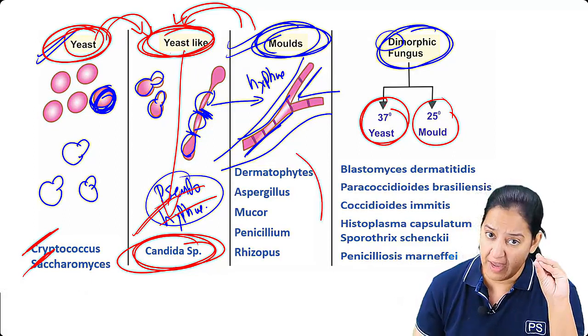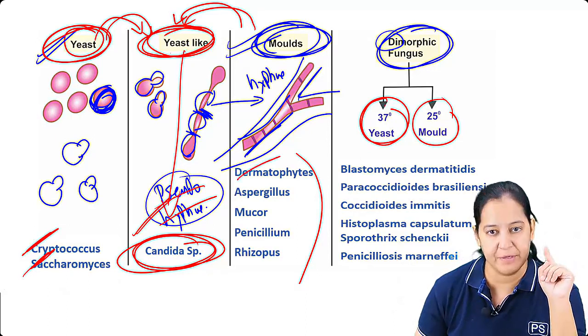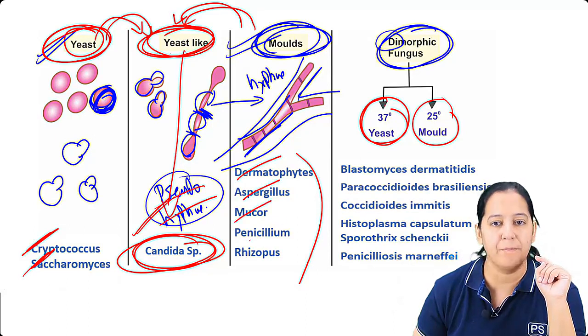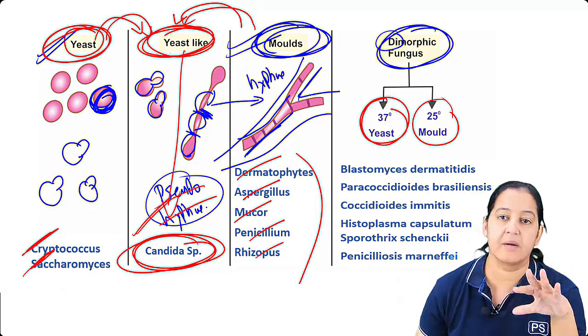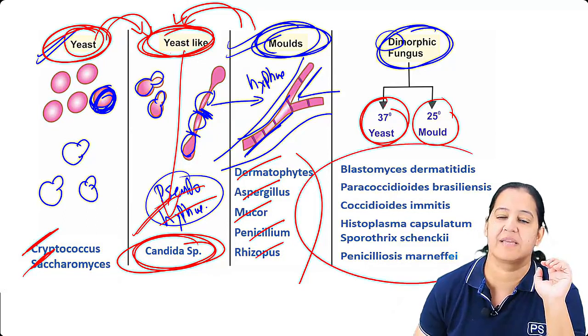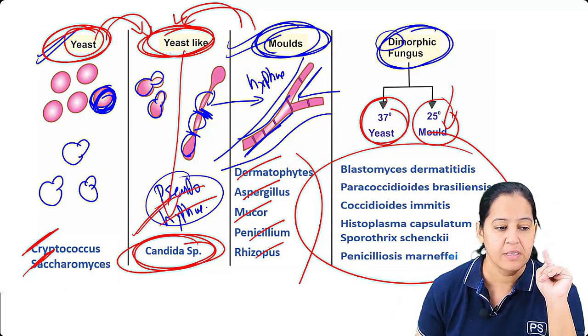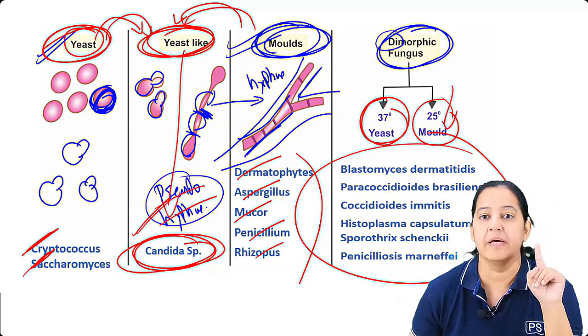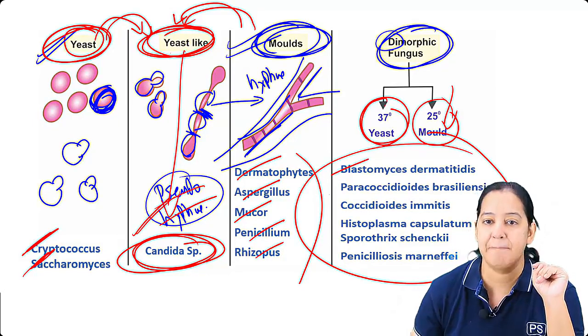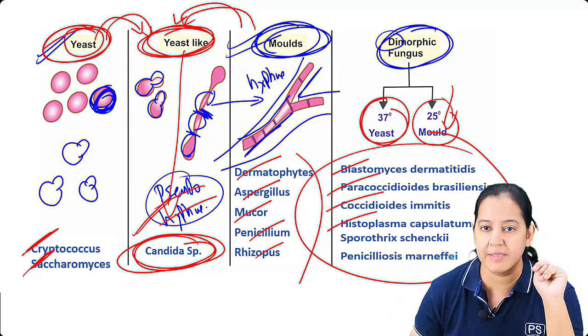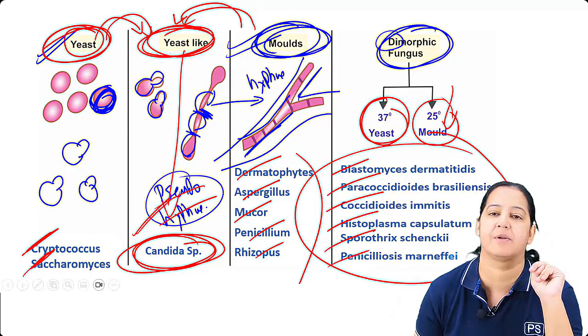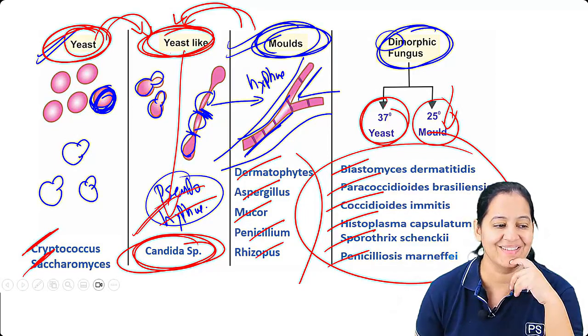In the molds, we have five examples. You have to learn the dermatophytes, Aspergillus, Mucor, Penicillium, Rhizopus. The dimorphic are the last category. You have to learn dimorphic, as you get many questions out of that. So dimorphic: Blastomyces, Paracoccidioides, Coccidioides, Histoplasma, Sporothrix, and Penicilliosis. So please learn.